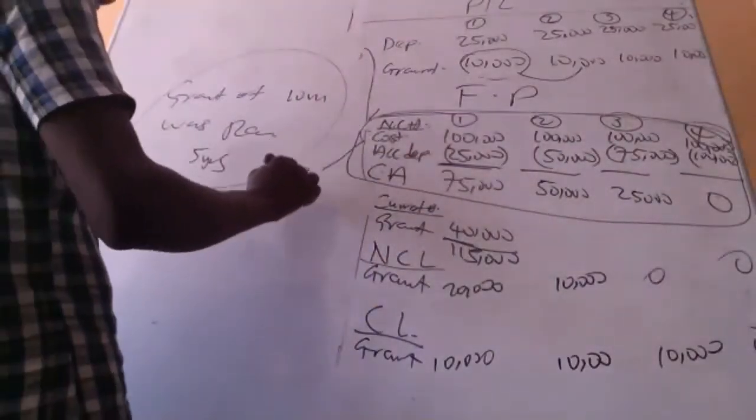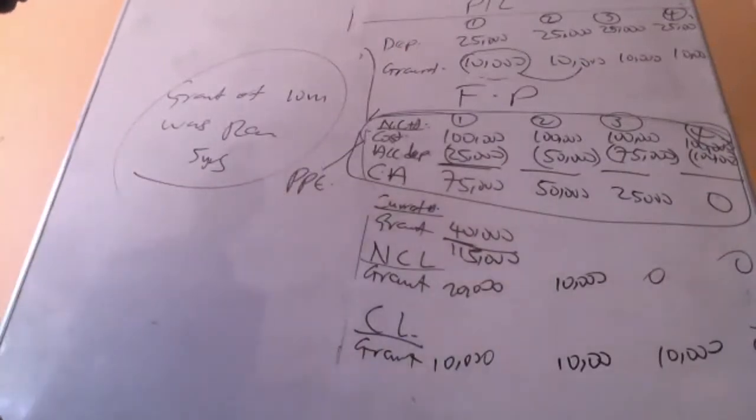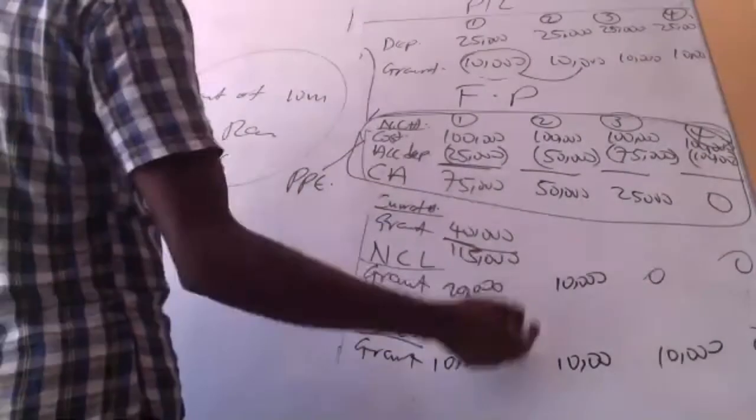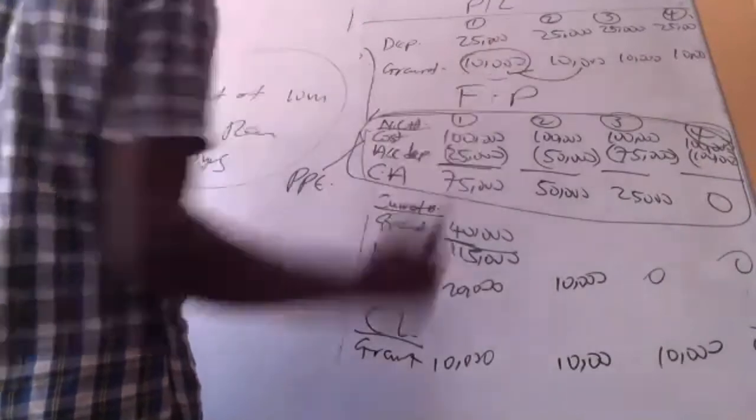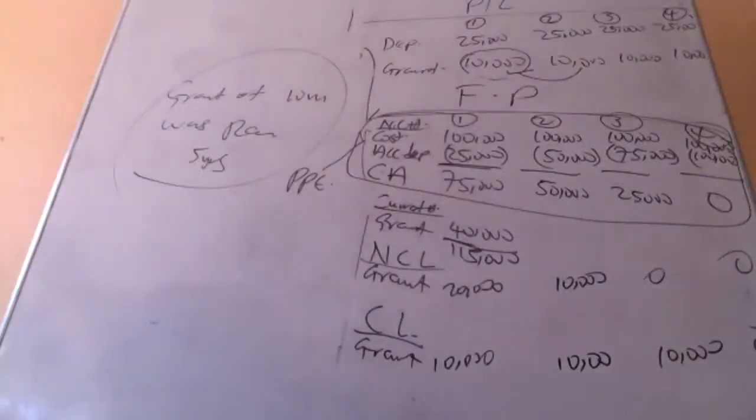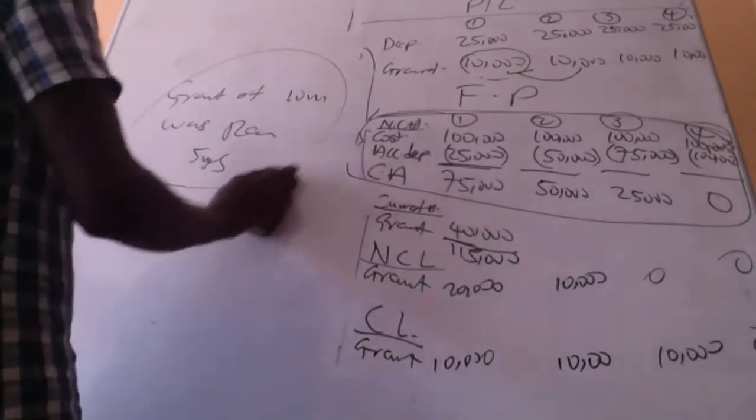This will be in a PPE schedule. It will appear in a PPE schedule. So for the grant section, you need only the grant. That's all. So it makes the exam look a bit easier and cheaper. So take note from me. Now let's go back to the illustration.